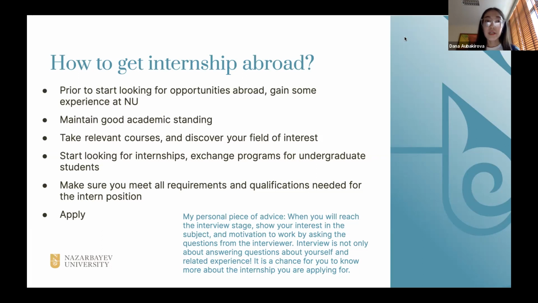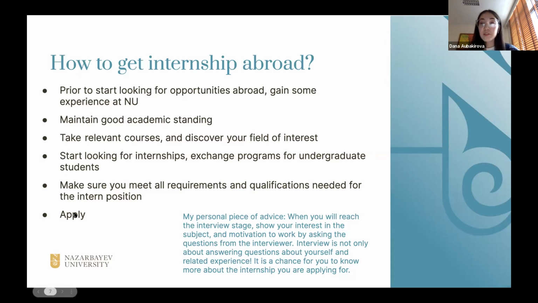And then, after gaining this experience and having enough knowledge and competency, you can start looking for internships and exchange programs for undergraduate students. In the requirements, it should be specified that they are looking for undergraduate students. Otherwise, it is just a waste of your time if they are particularly looking for master's or PhD students, so you need to be very attentive. Also, make sure you meet all requirements and qualifications needed for this intern position. And then you are ready to apply.